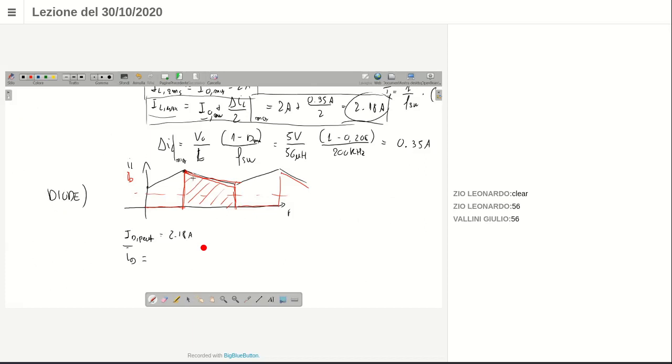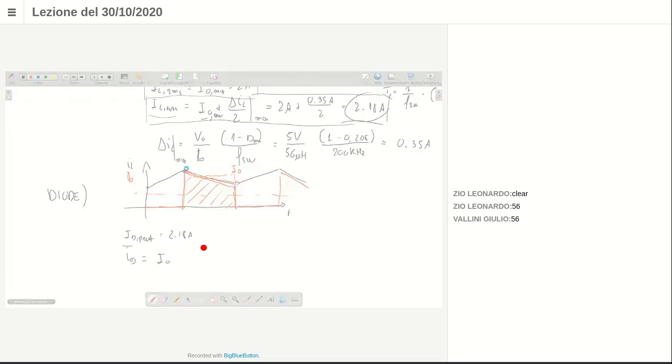Again, we are in a buck converter and we are in CCM. We can consider this ripple equal to zero. We do not have a very large error, and we can estimate the average current flowing through the diode as I0, neglecting this.